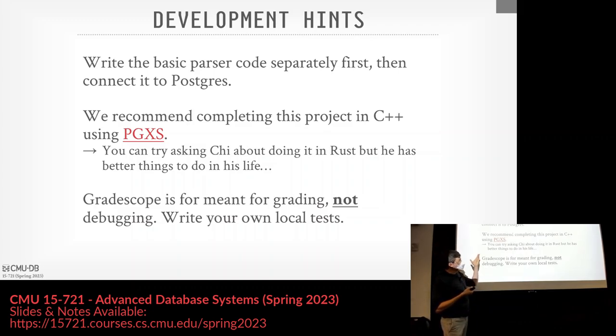So the way to get started, as I said, is to start with just writing the parser code without any Postgres. You can just do that locally. You should do this in C++, and we're giving you skeleton code that uses PGXS. If you want to do Rust, talk to Chi. He's going to tell you to go away, but Wan looked into it. You don't think you can do it. But he will do it, he can do it.